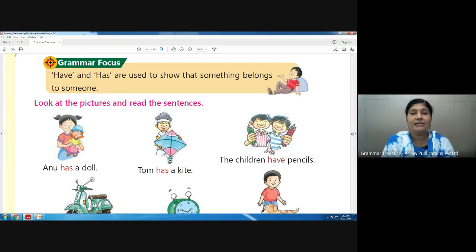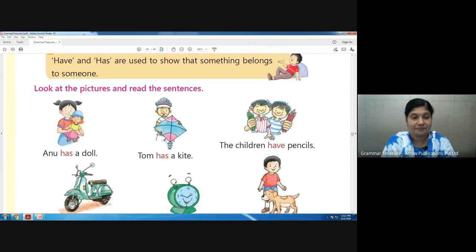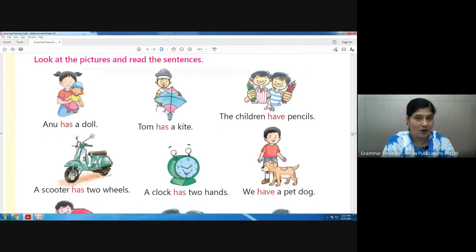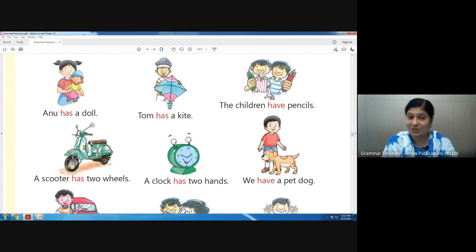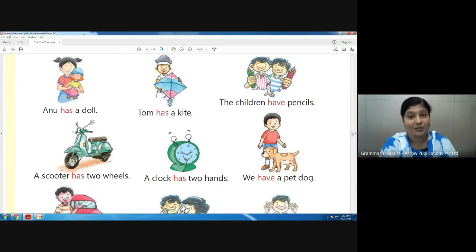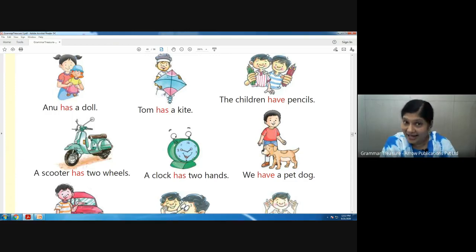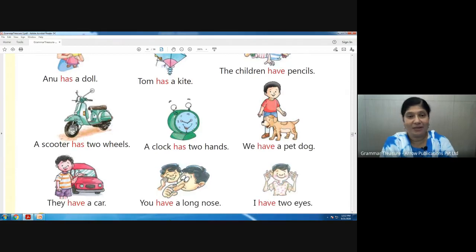Now let's read some examples. Look at the pictures and read the sentences. Anu has a doll. Can you see the girl with the doll? Yes. So, she has a doll means the doll belongs to her. Now, look at the second picture. The boy has a kite. Tom has a kite. So, it is in his hands. So, it belongs to him. Now, the third one. The children have pencils. They have pencils in their hands. So, the pencils belong to them. It is theirs. So, the children have pencils.